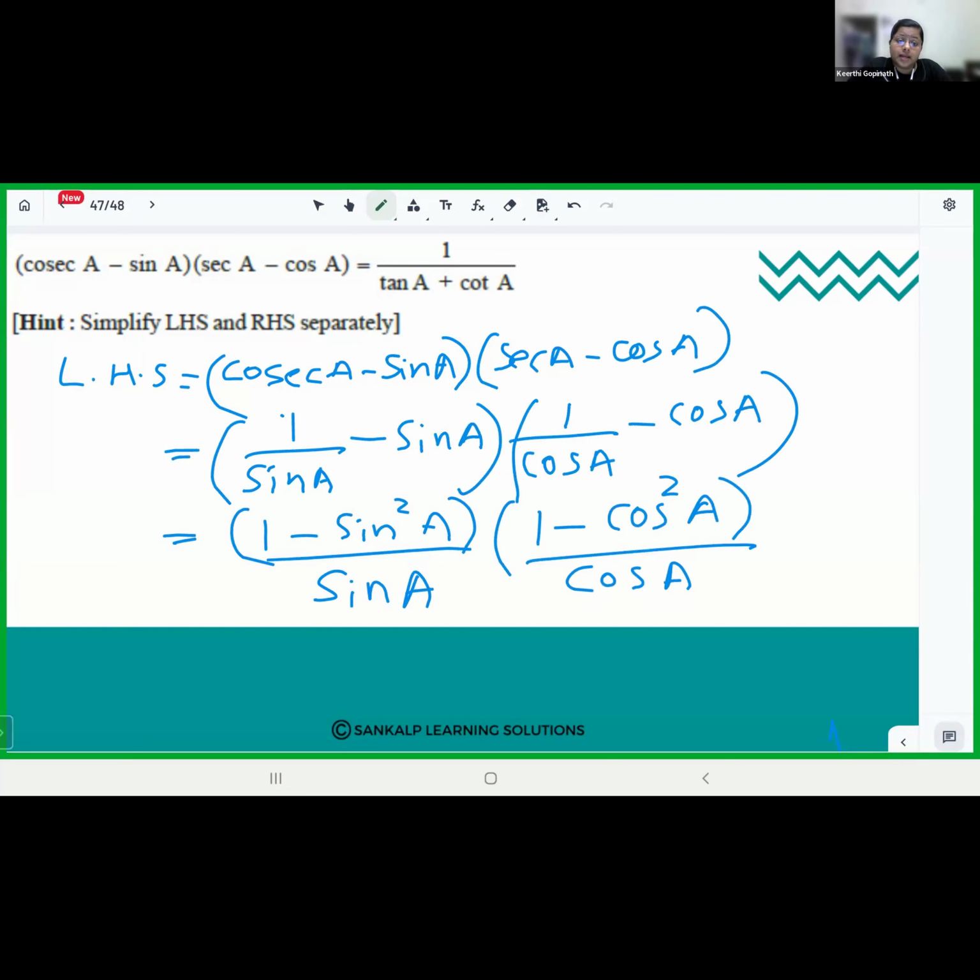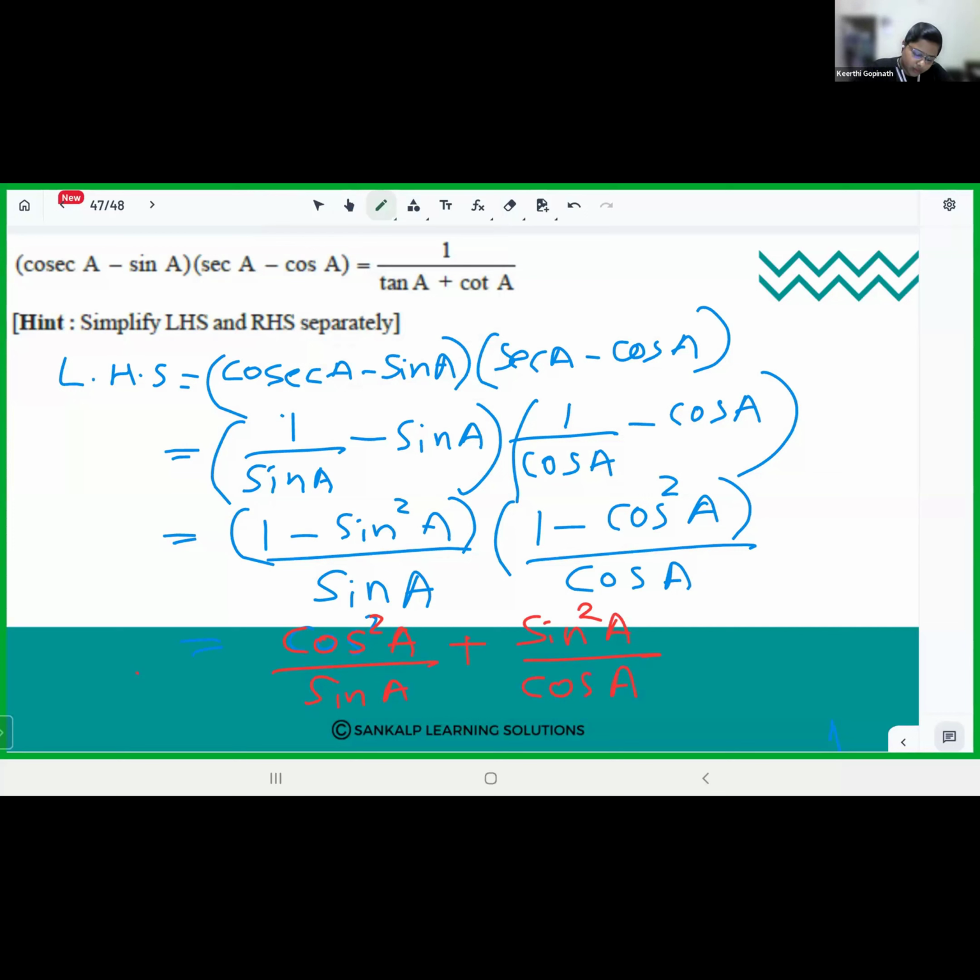Alright, what is 1 minus sine square A? It is cos square A by sin A, into, what is 1 minus cos square A? It is sine square A by cos A. Okay. Cos square A by sin A into sine square A by cos A. Is that clear to you?